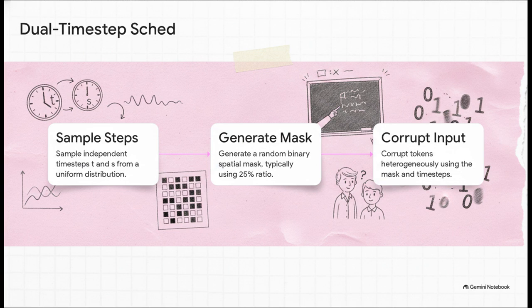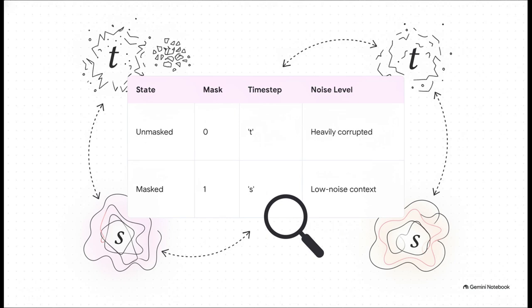Think of it kind of like a teacher testing a student by partially erasing a chalkboard. The model is forced to deal with this intentional information asymmetry. This breakdown shows exactly how that works in practice. The unmasked tokens get hit with the noisier time step T. They are heavily corrupted. Meanwhile, the masked tokens get the cleaner time step S, which gives the model a low noise context. Guys, this heterogeneous noise assignment is just pure genius.